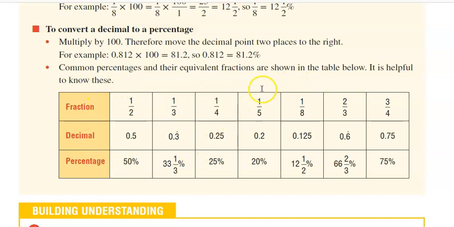Now here we've got a table of common percentages and their equivalent fractions. This is shown here, and it is helpful to know these. Obviously the easiest one to remember is a half, because we know half is the same as 50%, or 0.5 as a decimal. 1/5 is 20%, 0.2. 3/4 is 75%. And 1/4 is 0.25, 25%. These are the most common ones.